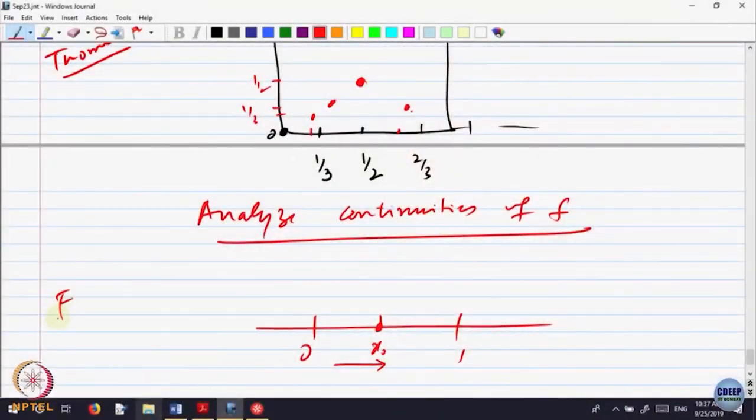At a rational, it is discontinuous. Is that clear? You want to say it is discontinuous everywhere? No, it is not. Rationals are the only points of discontinuity. So, exercise. I have already given you that at a rational point it is discontinuous, right?